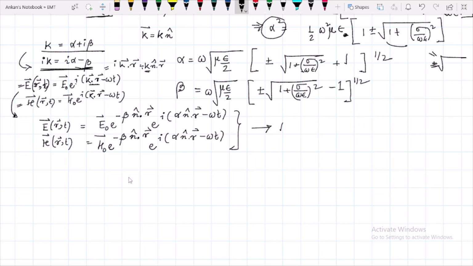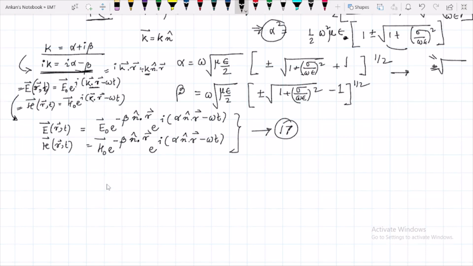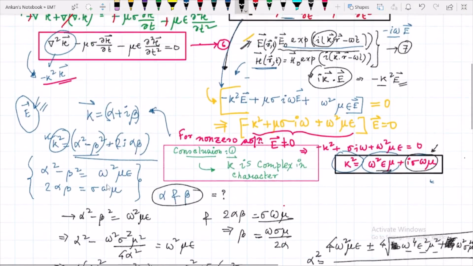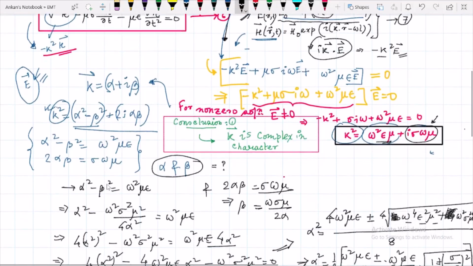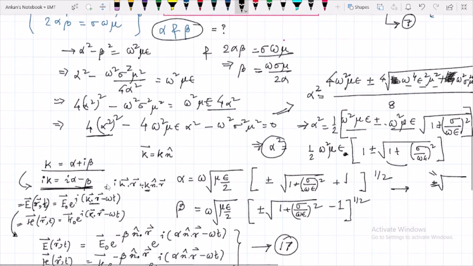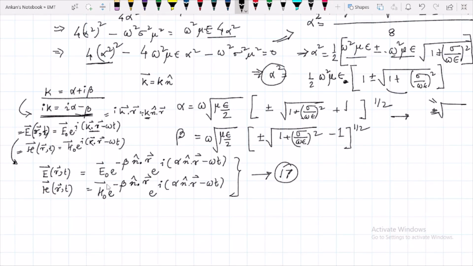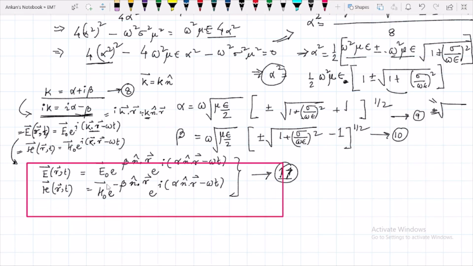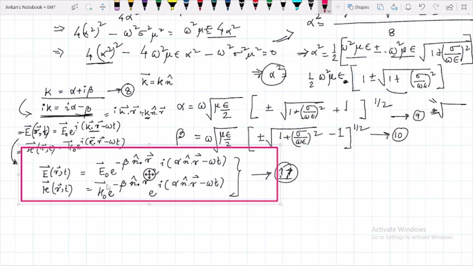These are modified solution 7 and named it as 11. This is the 6, this is the 7 number term, 7 number equation. 8, 9, 10, and this is 11. So the 7 number equation gets modified due to the conducting medium by 11 number equation.